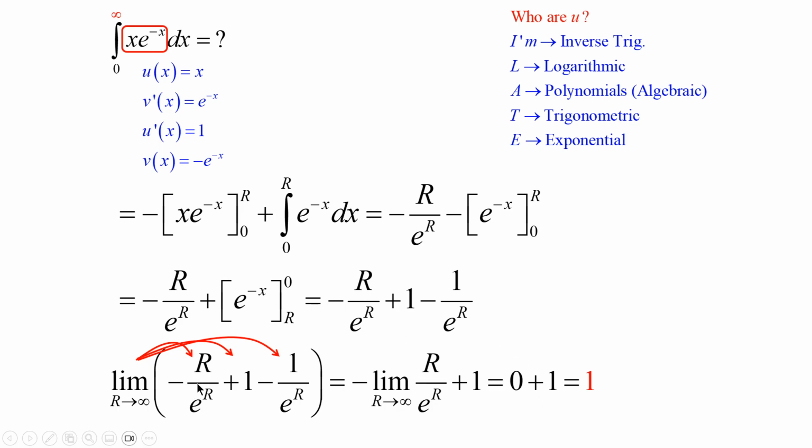I want you to be able to look at each term right here and come up with these. E to the r has greater magnitude than r, so this is going to approach 0. 1 is constant. And obviously e to the r has greater magnitude than 1, so this is going to approach 0. That's going to be a 1 right there. Hey, guess what? That's it.